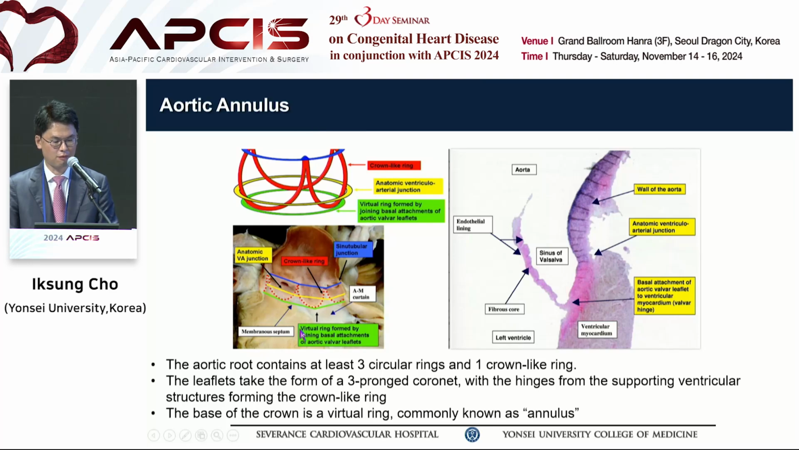The annulus is a virtual ring formed by joining the basal attachments of the aortic valve leaflets, the cusps. So this is a virtual plane which does not actually exist. If we connect the lowest point, the hinge point of each cusp, that's going to be the annulus.